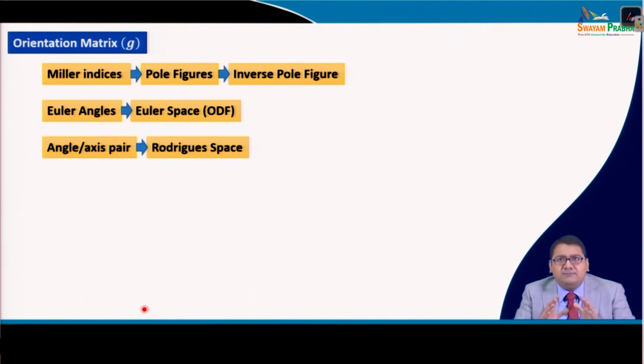So, basically what we understood from here is that the orientation matrix, which is given by G, is most of the time expressed in terms of Miller indices in the form of pole figures or inverse pole figures. It is expressed in terms of Euler angles in Euler space, mostly in the form of the orientation distribution function, ODF. Otherwise it is expressed in terms of an axis angle pair or in Rodrigues space.